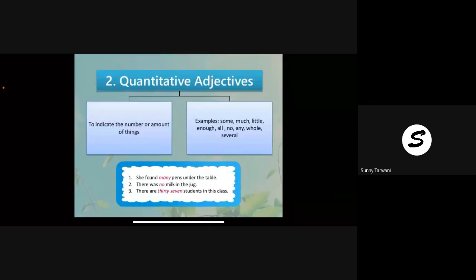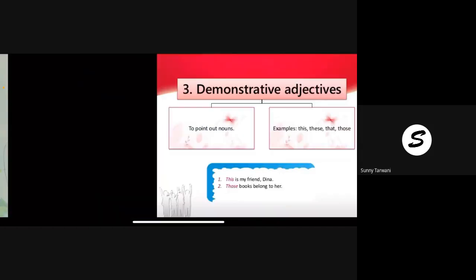So quantity is the thing which is used for describing both countable and uncountable nouns. Both are considered as quantitative adjectives. Examples are already given on the right hand side in the box, that all these words are used for describing quantitative adjectives: some, much, little, enough, all, no, whole, several. But it depends whether the noun is countable or uncountable. Likewise, we have to use the word.